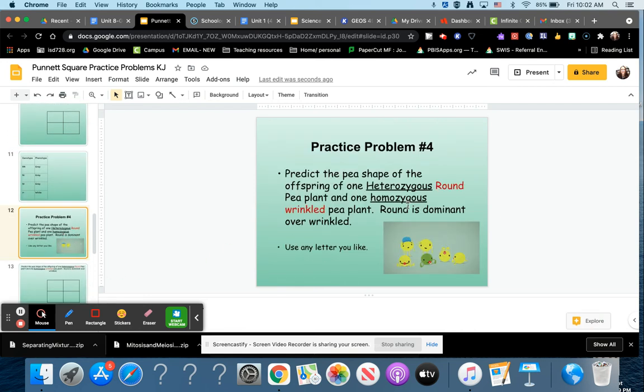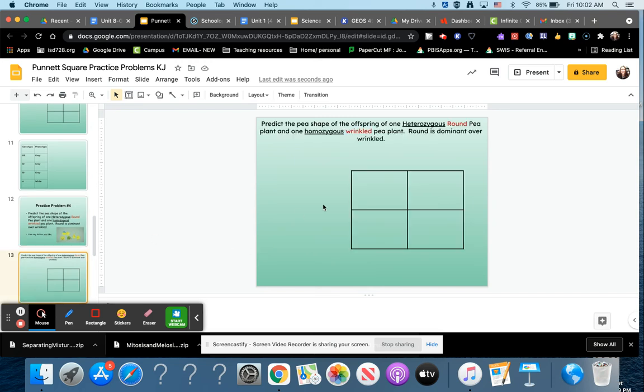All right, next one has to do with the pea shape of the offspring of one heterozygous round pea plant and one homozygous wrinkled pea plant. Round is dominant over wrinkle. All right, so go ahead and see if you can set this up. Pause the video, and then you can check your work when you're done.